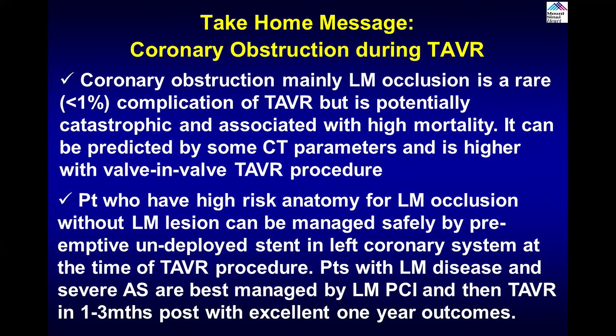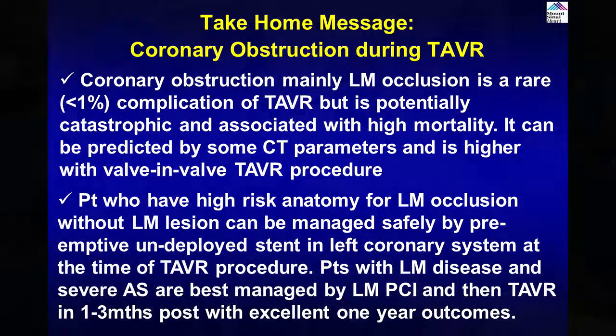The key is, if you have a left main lesion, put a stent first. But if not, then patients without a left main lesion can be managed safely by a preemptive undeployed stent in the left coronary system at the time of the TAVR procedure. And then, of course, if it gets obstructed, you deploy it. Patients with left main disease and severe AS are best managed by left main PCI, then TAVR at 1 to 3 months post, with excellent 1-year outcomes.